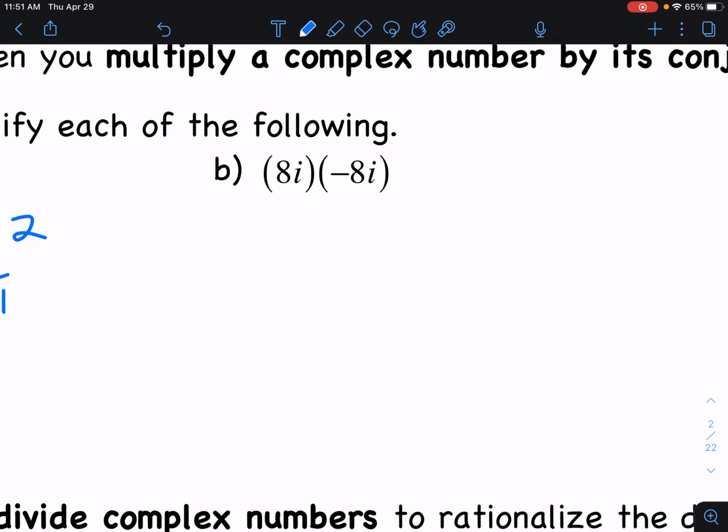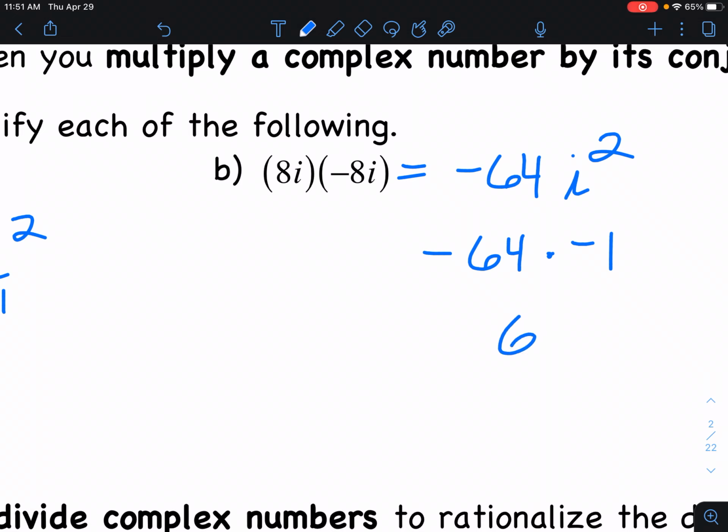Letter B, these are actually also conjugates, 8i and negative 8i. When we multiply them, it's going to be negative 64i squared. So that becomes negative 64 times negative 1. i squared turns into negative 1. And that'll be negative times a negative is a positive, and there's your answer.